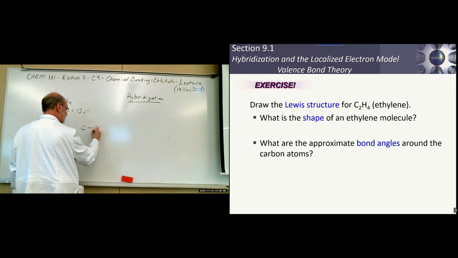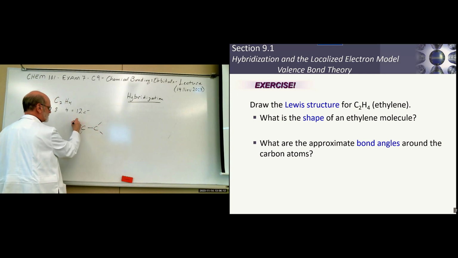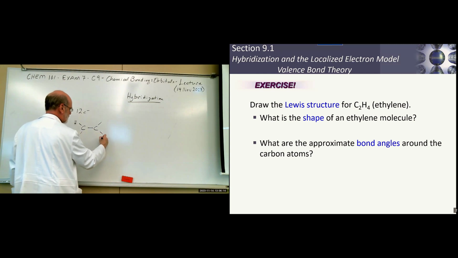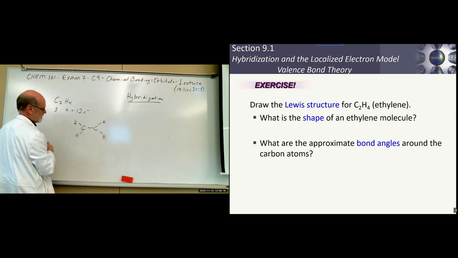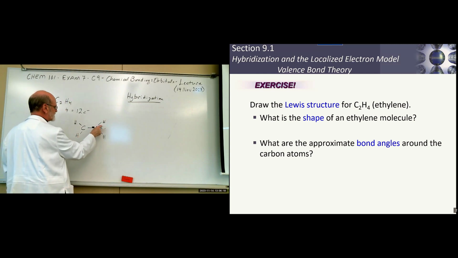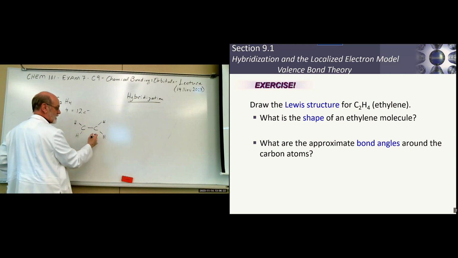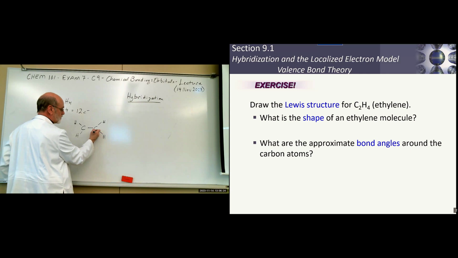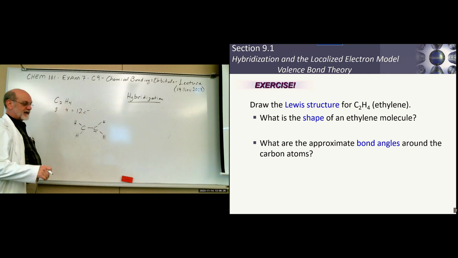We do like this, like that, and then we have 4 hydrogens here, here, here, and here. Okay, 2, 4, 6, 8, 10. We got 2 more electrons. So we work from the outside in. Hydrogen can't take any more, so we just put them wherever we want to.